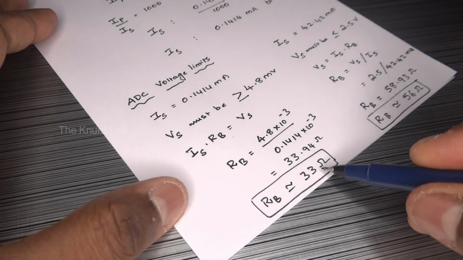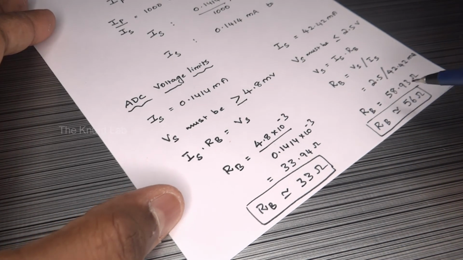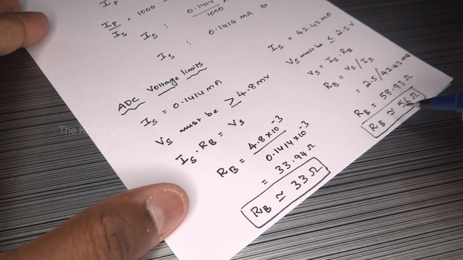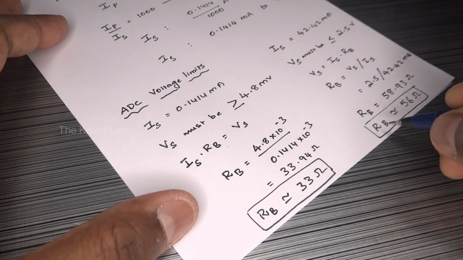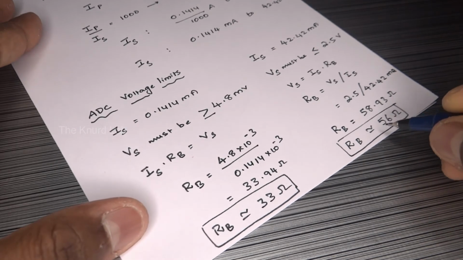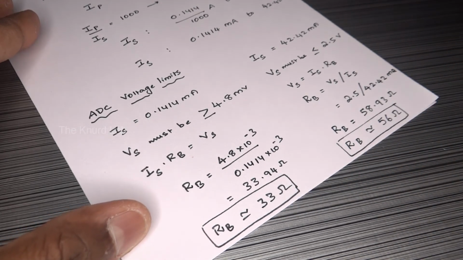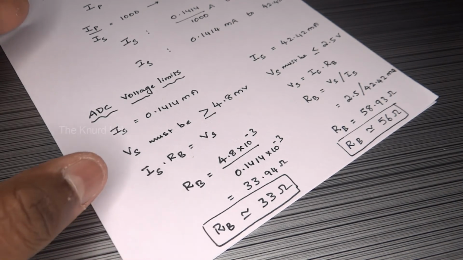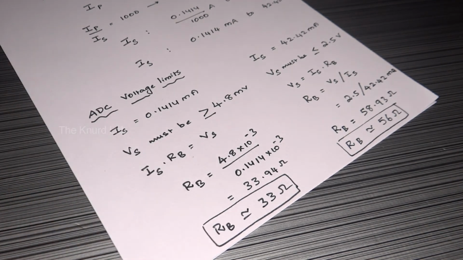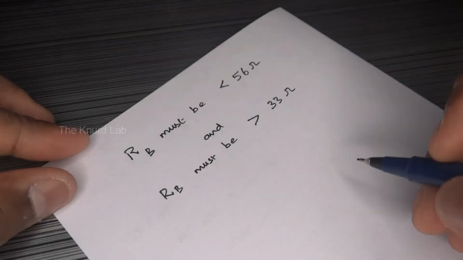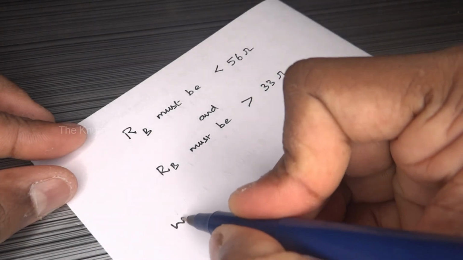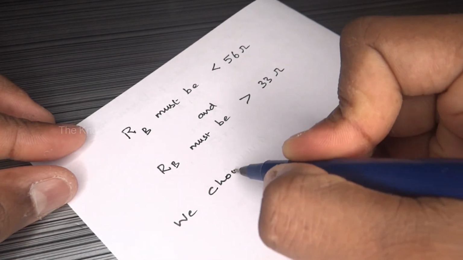Keeping this in mind, we can apply Ohm's law at the burden resistor for the upper and lower limits of the secondary currents we just calculated. Just like that, we arrived at the upper and lower limits for a burden resistor. The lower limit comes to about 33.94 ohm and the upper limit 58.93 ohm, which we can safely approximate to values between 33 ohm and 56 ohm. In conclusion, the burden resistor must be less than 56 ohm and greater than 33 ohm.